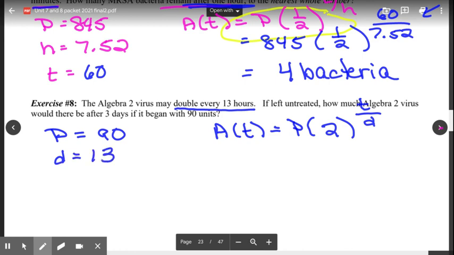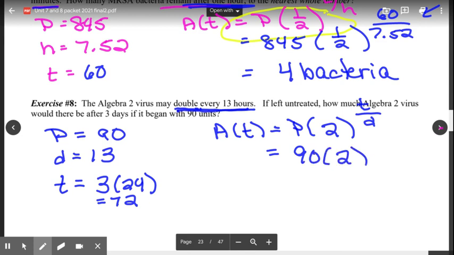If left untreated, how much Algebra 2 virus will there be after 3 days? So we have 3 days, but our doubling time is in hours. So I'm going to multiply it by 24. And I get 72. So I'm going to plug this in. 90 times 2 to the 72 over 13.